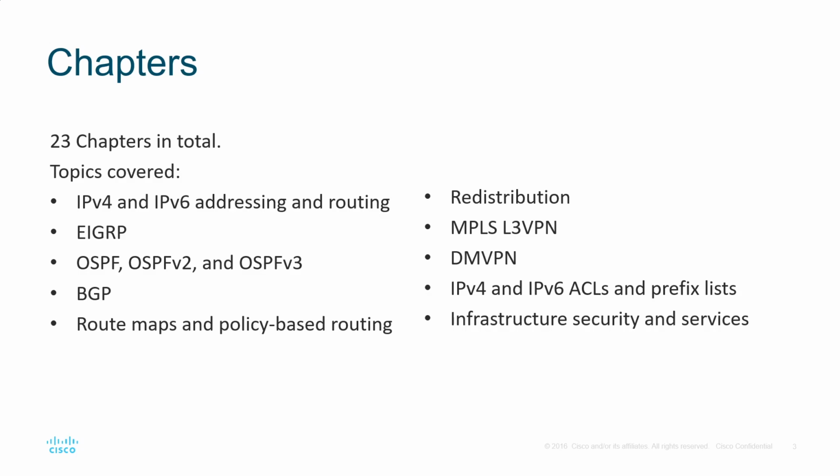Redistribution is where we inject different routing protocol information into different sessions. MPLS, so our layer 3 VPNs, our dynamic VPNs. So we'll be looking at different types of VPNs. We'll have another look at ACLs for those, both version 4 and version 6 of IP.